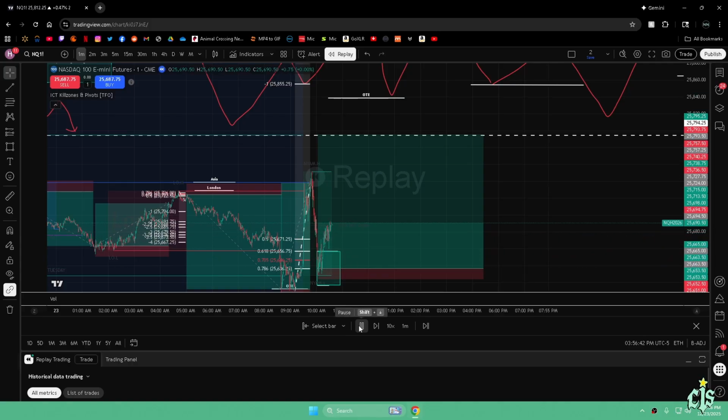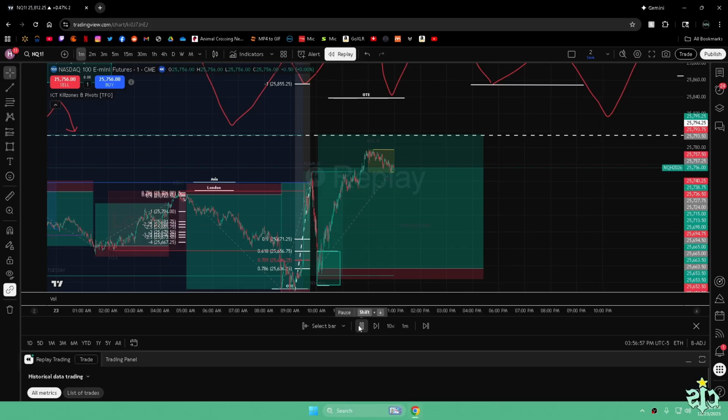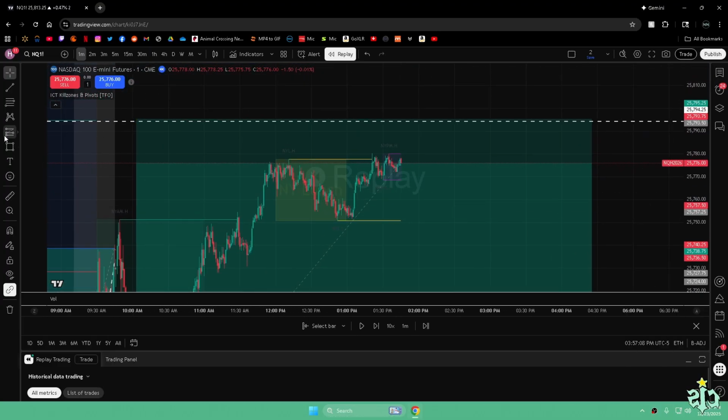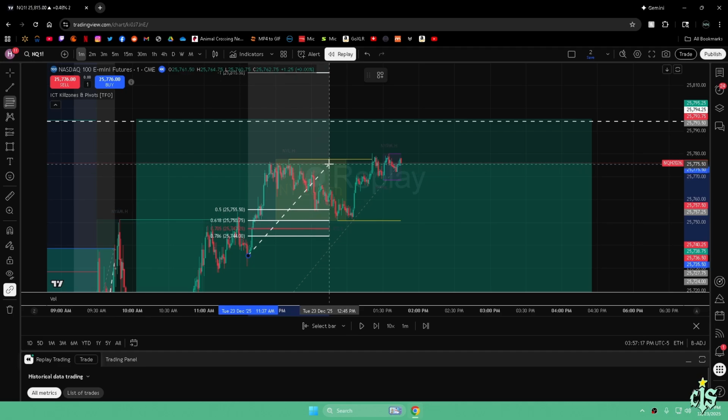Play this out. And eventually, you should smack it. If you didn't get in down here, the next area you could have gotten in for a small win would be this range that was made from here to here. You could have got in here for a small win.